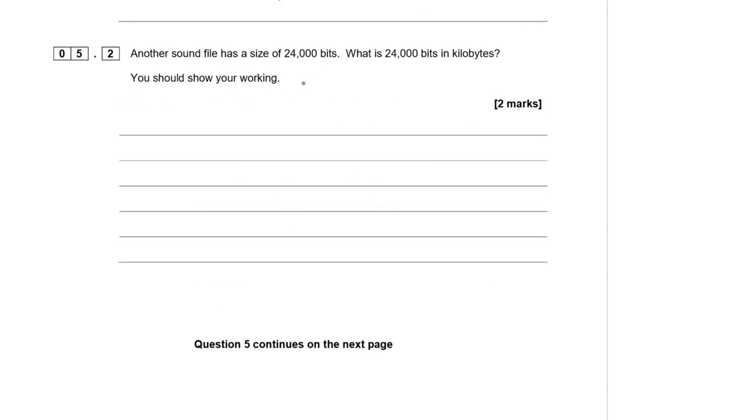Part 2 is about converting between bits and kilobytes. So we need to convert units of 24,000 bits. With a single bit, then we have a byte, which is 8 bits. Then we have a kilobyte, which is the same as 1,000 bytes, so 8,000 bits. If we were going from kilobytes to bits, we'd multiply by 8,000. If we're going from bits to kilobytes, we divide by 8,000. So 24,000 divided by 8,000 is easy because 24 divided by 8 is 3 and the zeros cancel, so this is going to be 3 kilobytes.